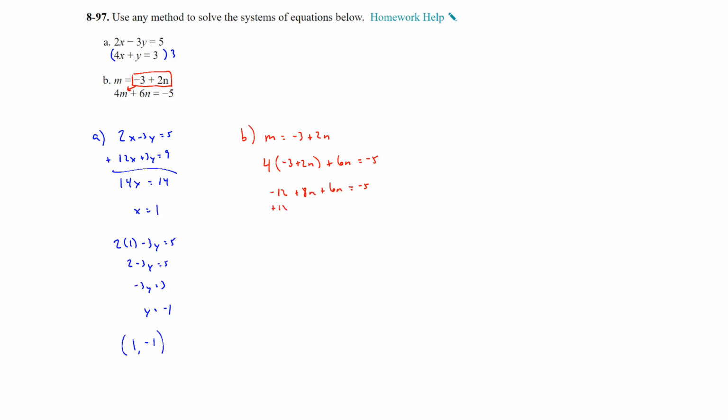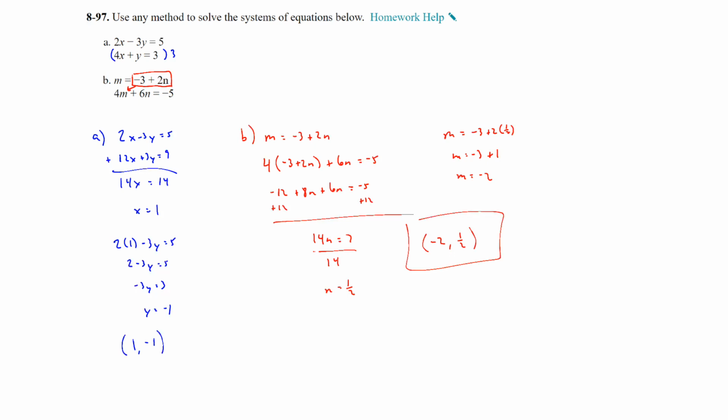I can add 12 to the other side, and also combine my 8n and 6n to be 14n. Divide by 14, or equal 7 divided by 14. n is equal to 1/2. Take that, plug it back into m equals negative 3 plus 2 times 1/2. And it looks like we'll get negative 3 plus 1, where m is equal to negative 2. So we would write these in alphabetical order since we're not using x and y, and that would be negative 2 comma 1/2. And remember, anytime you're solving an equation, you can always check them by plugging them back in and seeing that they work.